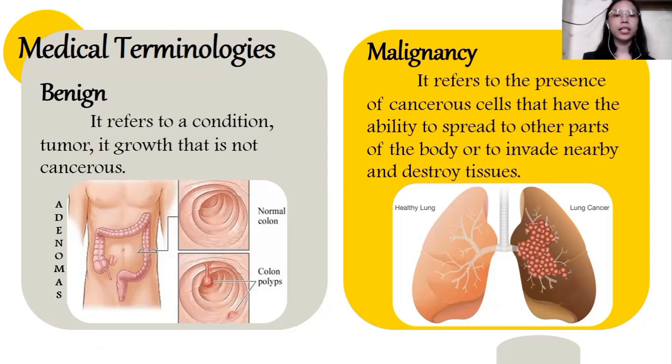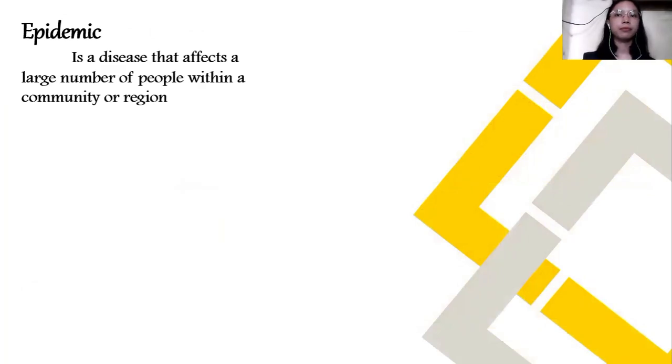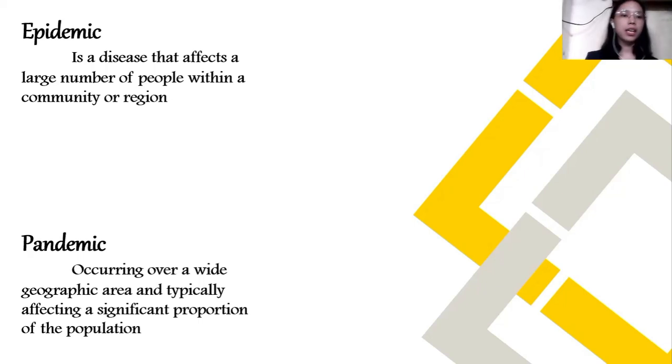Now let's move on to the next terminologies, which are epidemic and pandemic. Epidemic is a disease that affects a large number of people within a community or region. Example, a disease that spreads in Metro Manila only is called an epidemic, while a pandemic occurs over a wide geographic area and typically affects a significant proportion of the population.